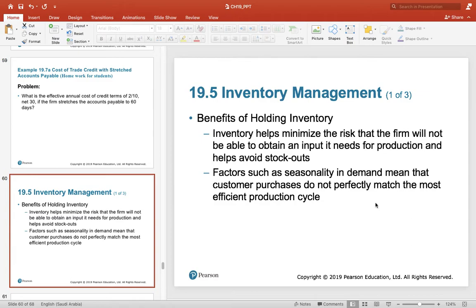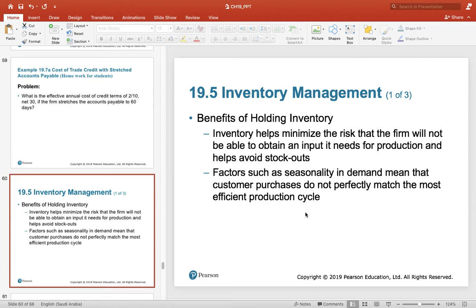Now we will discuss inventory management. So hopefully there is no question. I can move to inventory management. Inventory management means holding the right amount of inventory, no more, no less. The benefit of holding inventory is that it helps in minimizing the risk that the firm will not be able to obtain an input it needs for production, and helps avoid stock out cost. If you don't have raw material, you cannot manufacture. So if you have sufficient inventory, you will avoid the stock out problem.